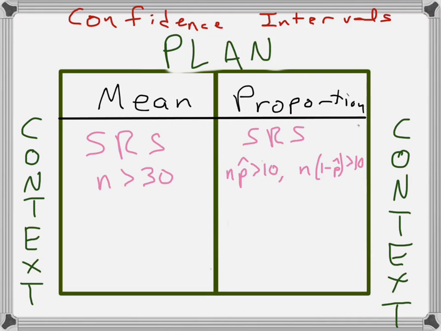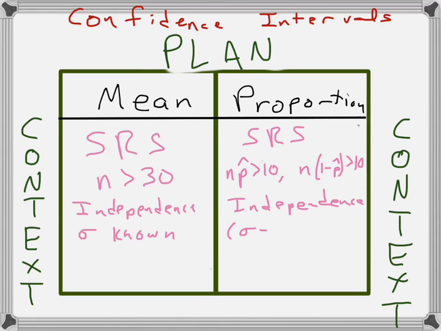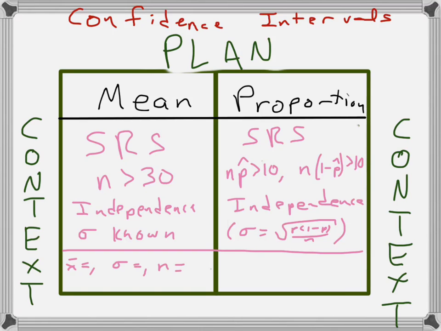We also need an SRS because randomness is important from statistical design. We also need independence of our trials. We want to make sure that one trial is not affecting the other. And for means, we need sigma known. For proportions, we don't need sigma known, but rather we'll calculate sigma as square root pq over n, or square root p times 1 minus p over n. The last part of the plan section is to take all of the data that we know and write it down. So what is x bar, what is sigma, what is n? So we can use that in the next part.